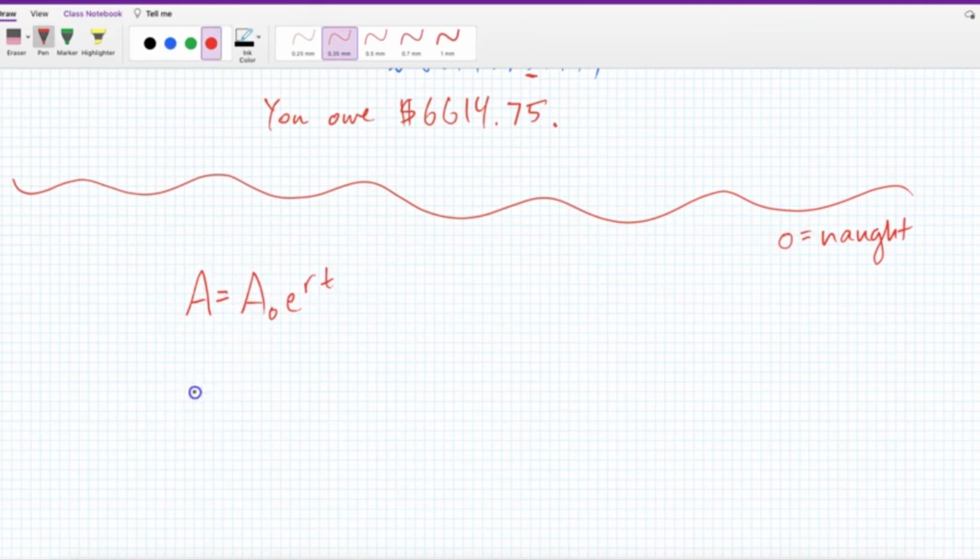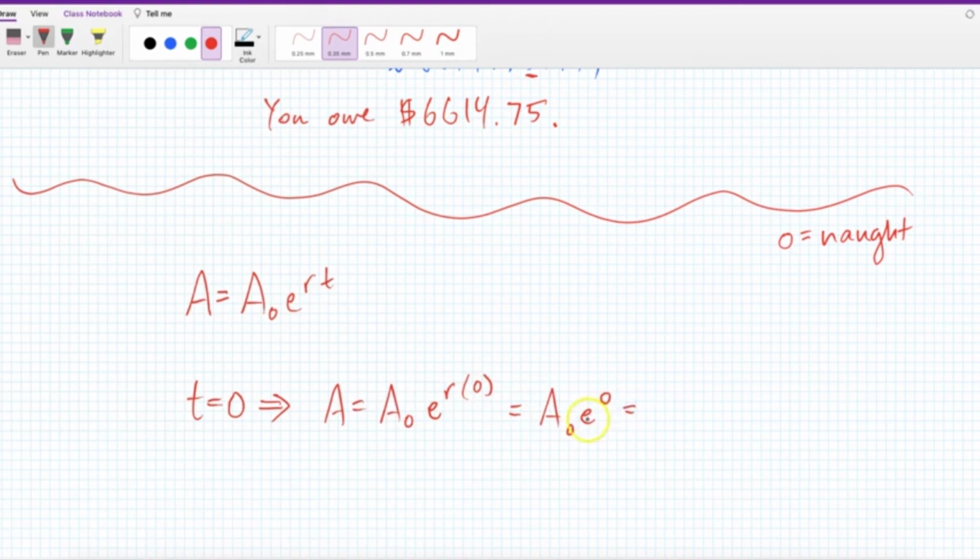Let's suppose I let T equal 0, so no time has passed. Then we would have A equals A naught times e to the R times 0. Well, R times 0 is 0. E, remember, is just a real number. It's positive, between 2 and 3. And raising this positive number to the 0 power is 1. And something times 1 is itself. So when t equals 0, the output is precisely whatever this coefficient is, this A naught.